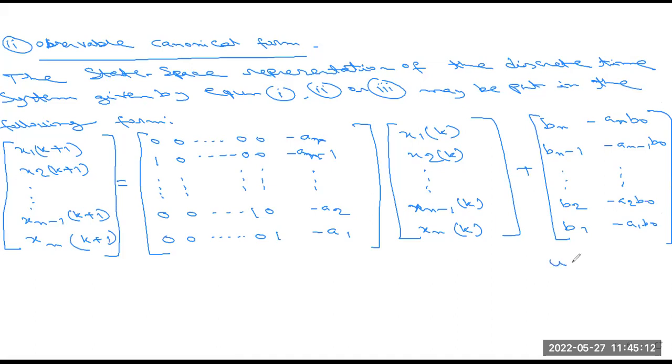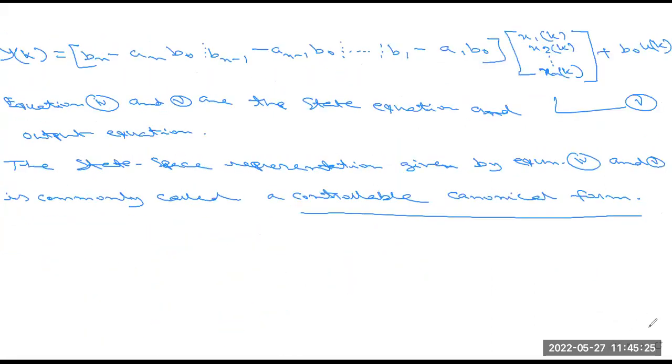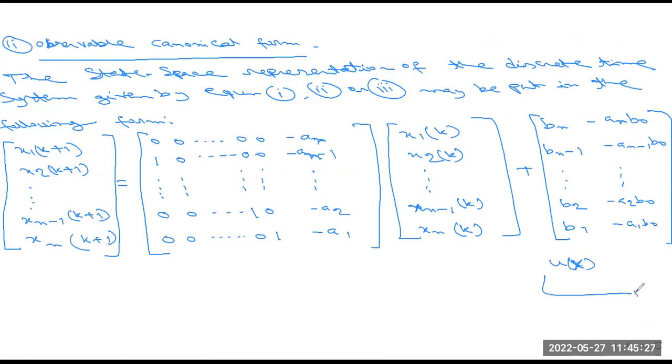This is for the input u(k). This is equation number 6, the previous one was equation number 5. Okay, this is the representation of the state equations. Now we have to express the output equation, that is y(k) is equal to 0, 0, dot dot, 0, 1.